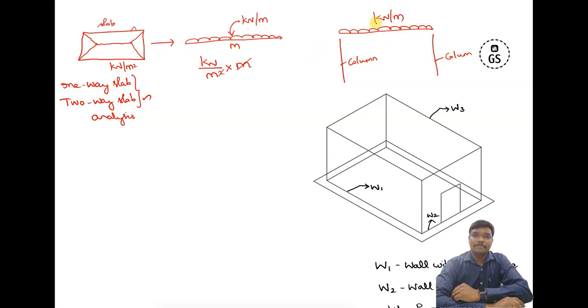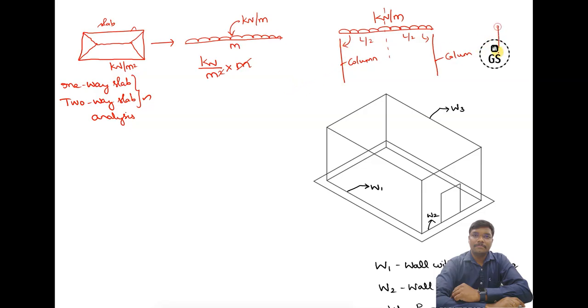Now how to divide this load? When you divide this load into L by 2 distance, at the midpoint, half of the load will be distributed to this column, and half of the load will be distributed to this column. Right, so this is how the calculation goes.